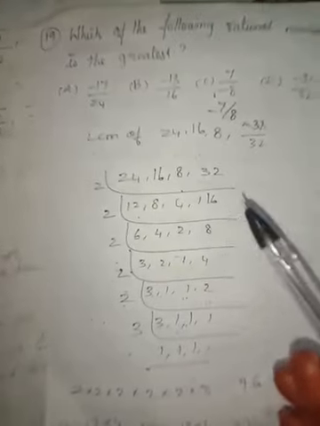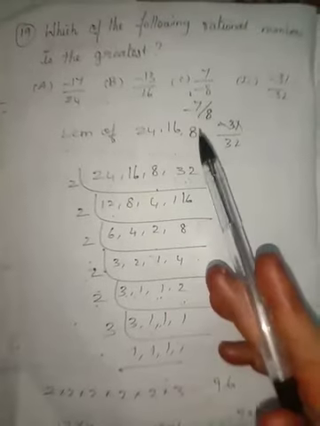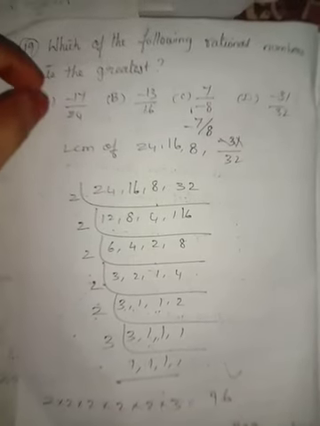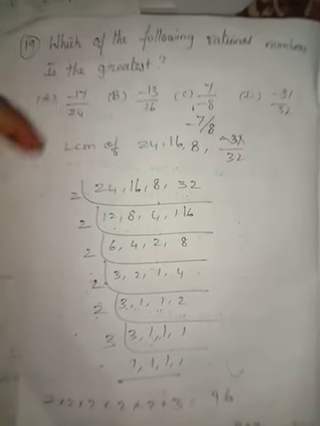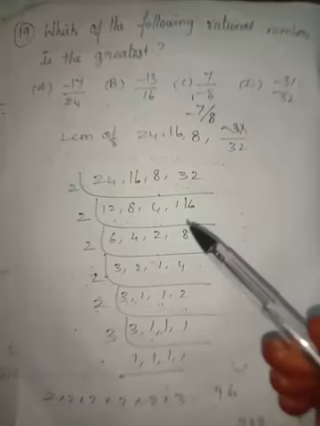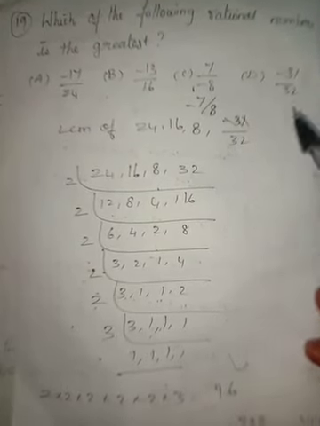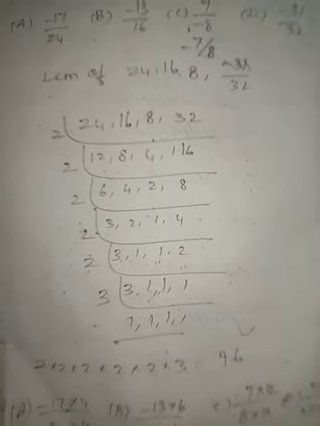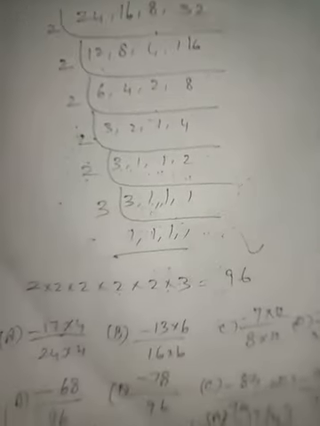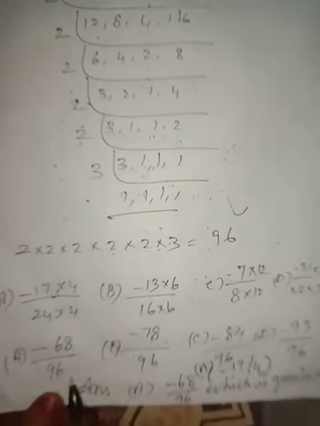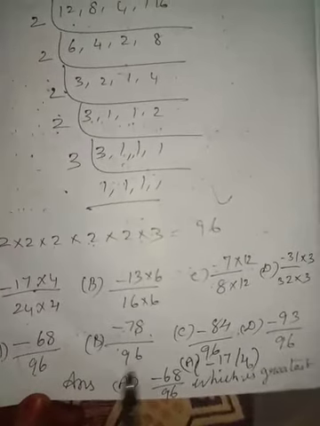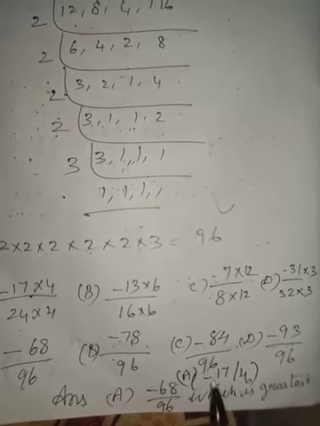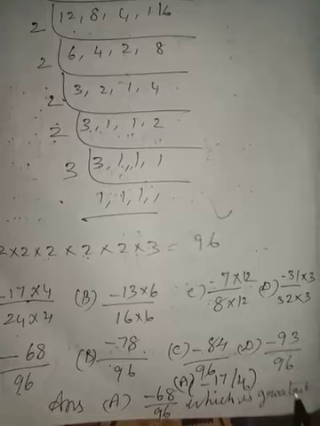And 19th one, which of the following rational numbers is the greatest? We can divide every one by every one, but that's why I find the denominators and convert them into like denominators. That way I take the LCM of these numbers and convert all the given choices to like denominators. So first one, minus 68 by 96, minus 78 by 96, minus 84 by 96, minus 93 by 96.